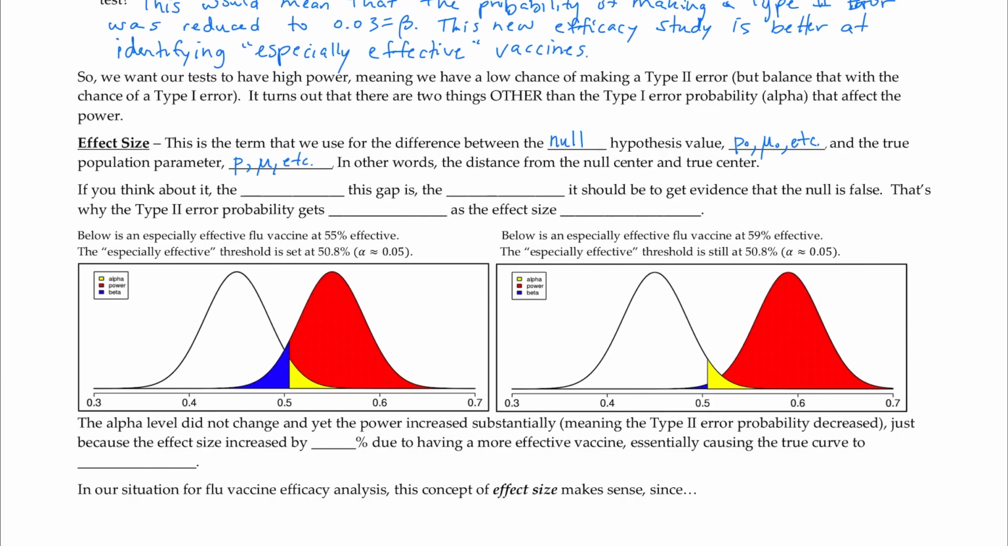In other words, it's the distance from the null center and the true center. That's what this is representing. Effect size is just that distance between the null center and the true center. So on our graphs down below here on the left, the null center is at 45%. And in this example, the true center is at 55%.